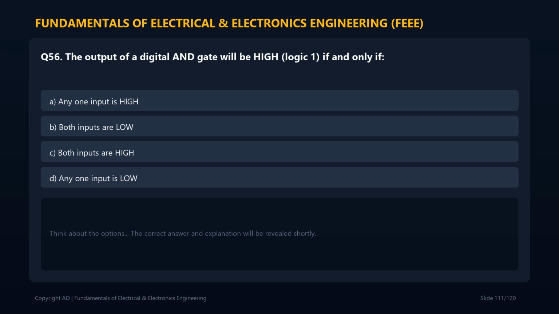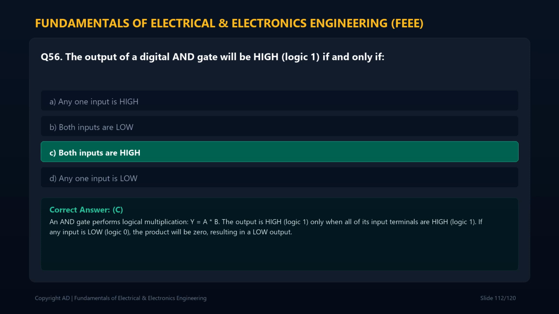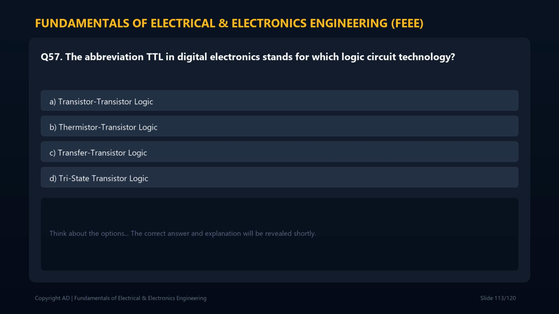Question 56. The output of a digital AND gate will be high if and only if option A. Any one input is high. Option B. Both inputs are low. Option C. Both inputs are high. Option D. Any one input is low. The correct answer is C. Both inputs are high. An AND gate performs logical multiplication, which means the output is logic 1 only when both inputs are logic 1.